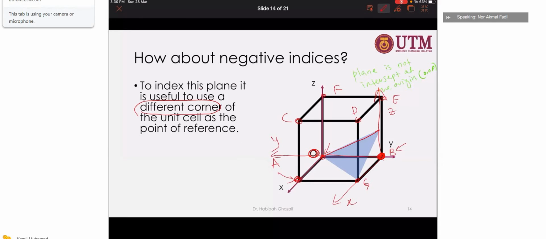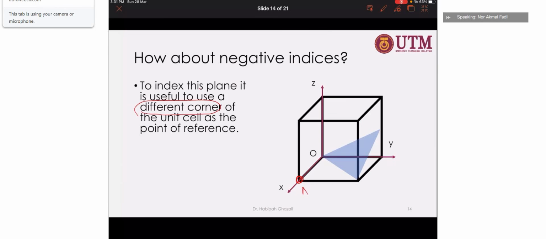Do you understand or not? Let me explain once again. If you select point A as the new origin, this is the Y axis, this is the X axis, and this is the Z axis. The plane must intercept all of X, Y, and Z.